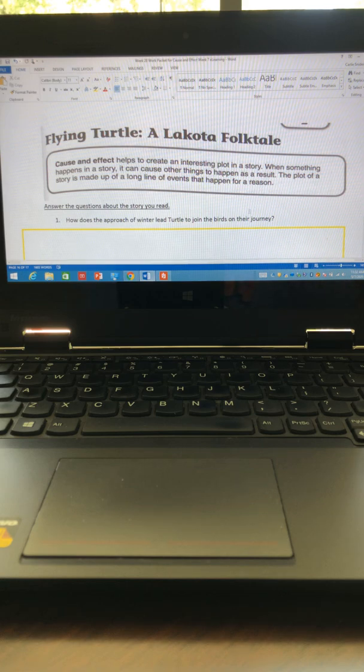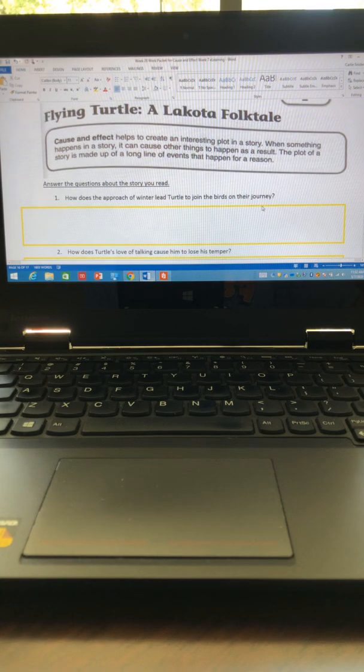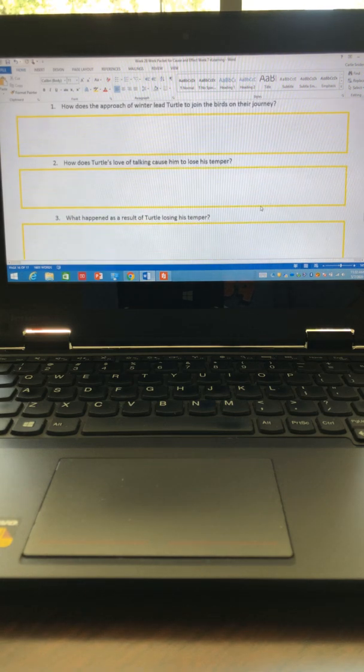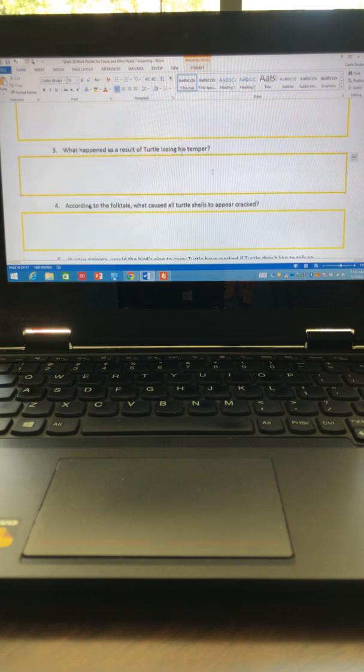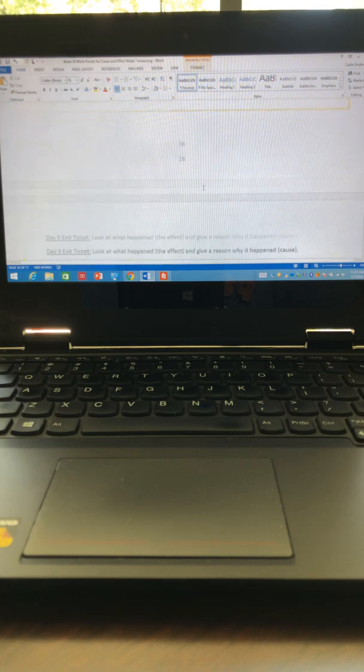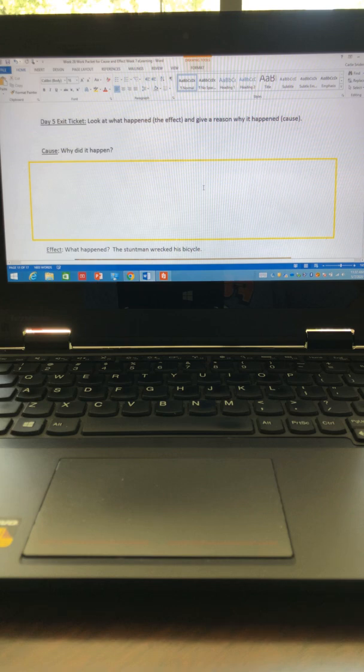Take time to answer the 5 questions that go with the Flying Turtle Lakota folktale. Make sure you type your answers in complete sentences in the text boxes you have or write them. And when you get finished, take time to look at your Day 5 exit ticket. Look at what happened, the effect, and give one reason why it happened, the cause.